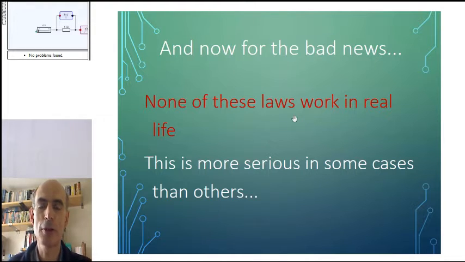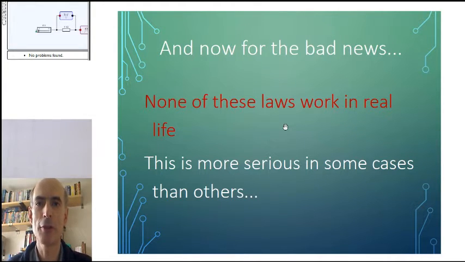And throughout your studies, you will come across examples of circuits which do not obey these three laws. And it's important to be able to recognize them. So we'll start with Ohm's law. What's wrong with Ohm's law? Ohm's law states that the current flowing through a conductor is proportional to the voltage across the conductor.